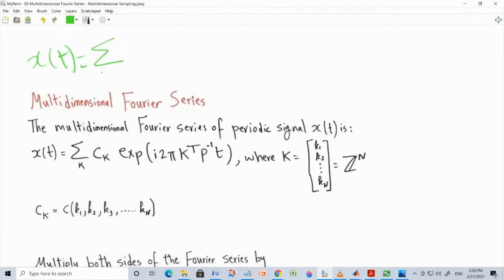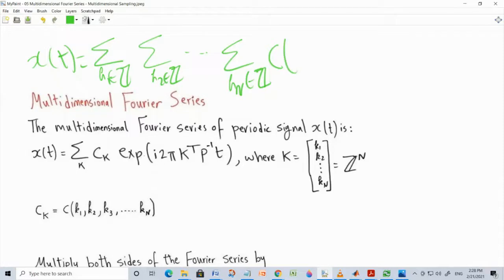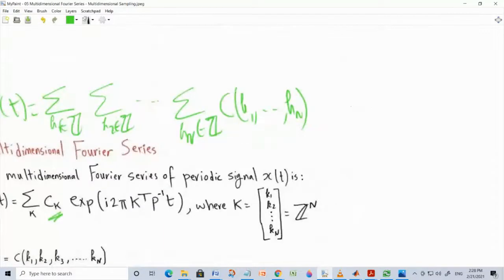I write it here as one sum, but actually it is like this: k1 in Z, k2 in Z, up to kn in Z, and then there are coefficients that depend on those indices. I write here ck, but actually it's c k1 up to kn. And then there is the complex exponential. Now it is in this form, e to the i 2 pi. In the 1-dimensional case, there is the index of summation over the period.